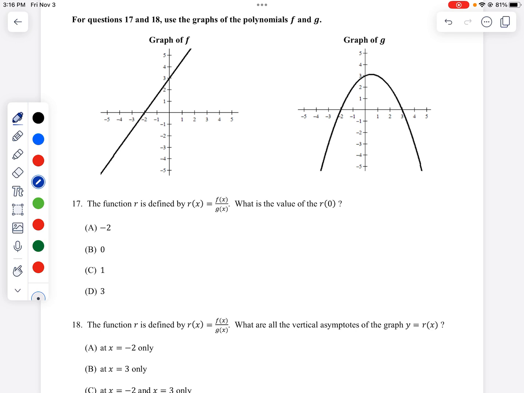The function is defined by f of x over g of x. What is the value of r of 0? All right, so we know that r of 0 equals f of 0 over g of 0. Well, what is f of 0? That is 3. g of 0 is also 3, so it would be equal to 1.